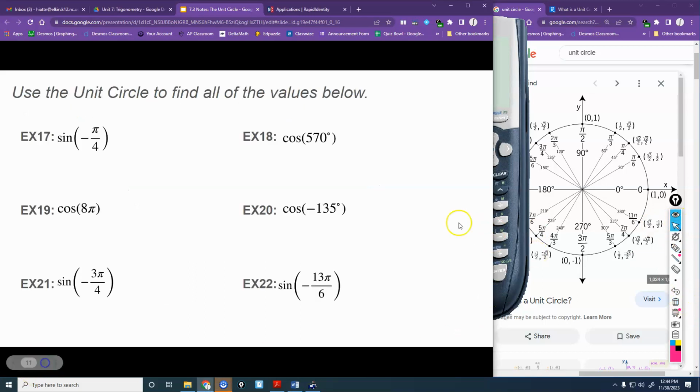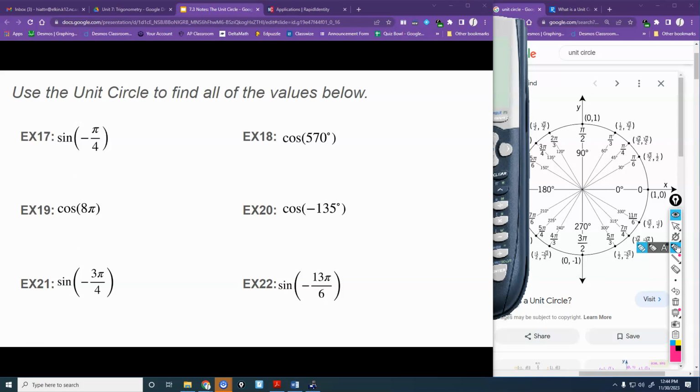Alright, so this whole page is full of ones that are not on the unit circle. So I'm going to do one with radians, one with degrees, and I'm going to let you guys try the others. Negative pi over 4 is not on the unit circle. And since it is not on the unit circle, I need to add 2 pi to it.